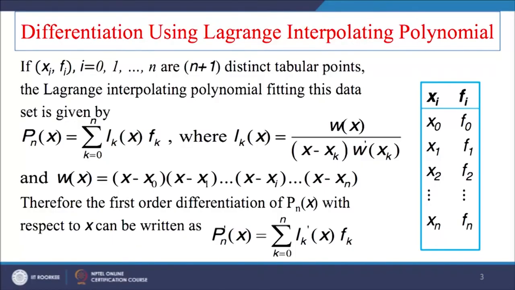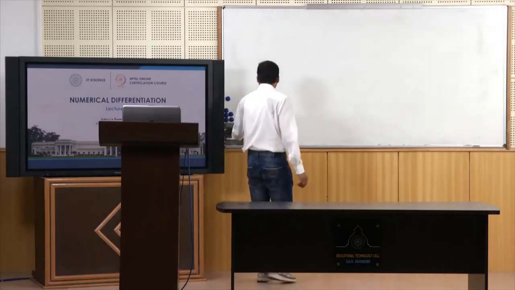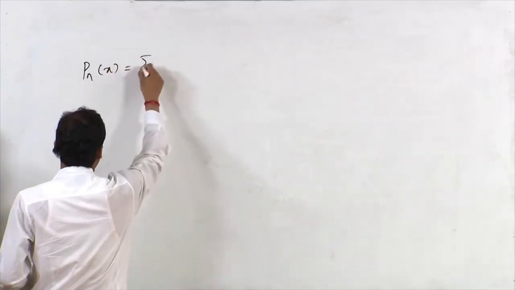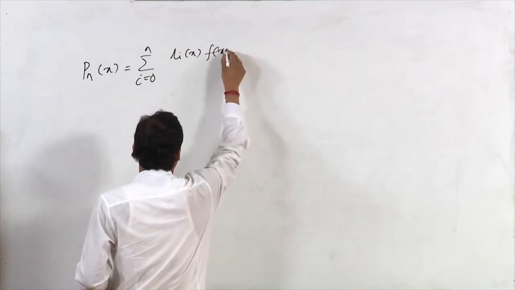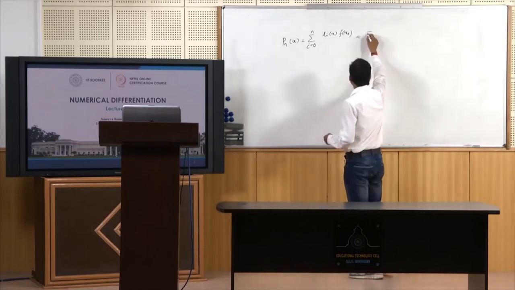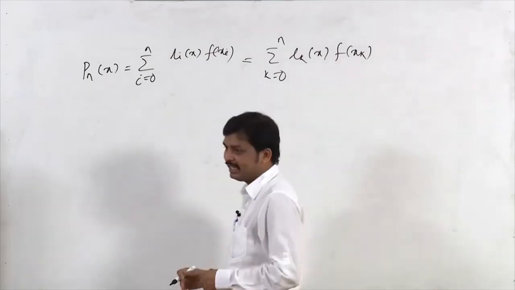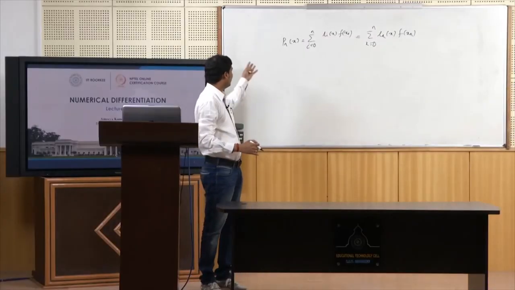So basically, whenever you have tabular values xi, fi at n plus 1 distinct points, from 0, 1, 2 up to n, the Lagrangian polynomial Pn(x) is written in the form Pn(x) equals summation i equals 0 to n Li(x) f(xi). Sometimes, for convenience, we also write it as summation k equals 0 to n lk(x) f(xk), where lk(x) is called the Lagrangian coefficient, and if it is interpolating with a polynomial, it is called Pn(x) here.